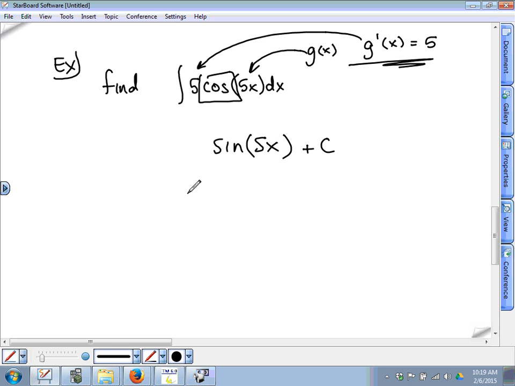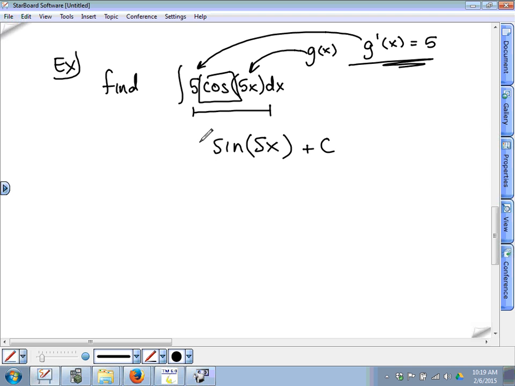And you just get rid of the 5 because it had to be there to recognize this as a chain rule. So it had to be there to recognize it as a chain rule. But when you take the integral, you just take the integral of the outside function and you leave the inside function alone. It's not really short, guys. It's the way it's done.